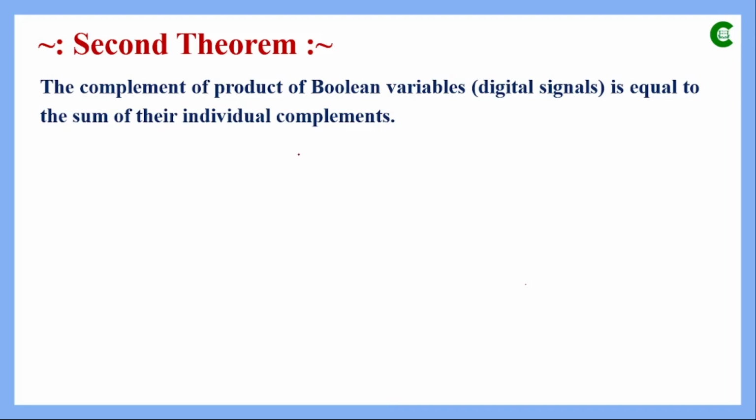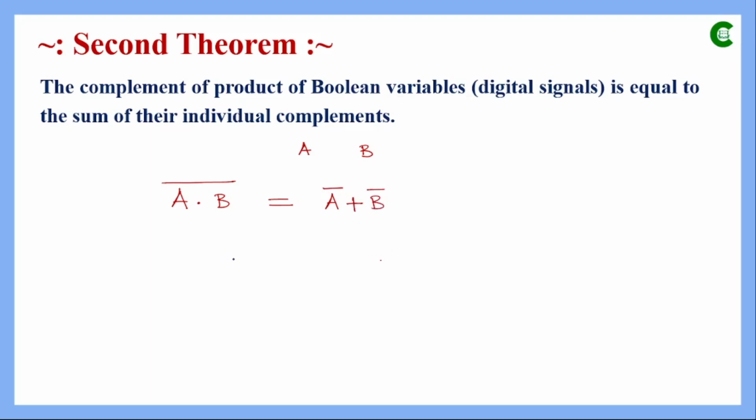So again, if we have two Boolean variables a and b, then what we have here is the complement of the product of Boolean variables. Product means the AND operation of those two Boolean variables, and then the complement of that. So altogether it is a NAND operation, and as per this theorem, that will be equal to the sum of their individual complements. Individual complements means a bar and b bar, and then the sum of that means the OR operation.